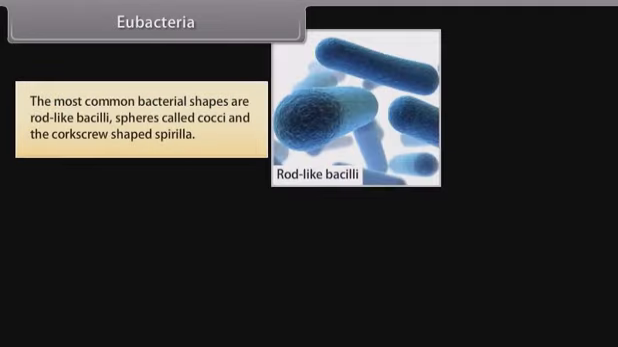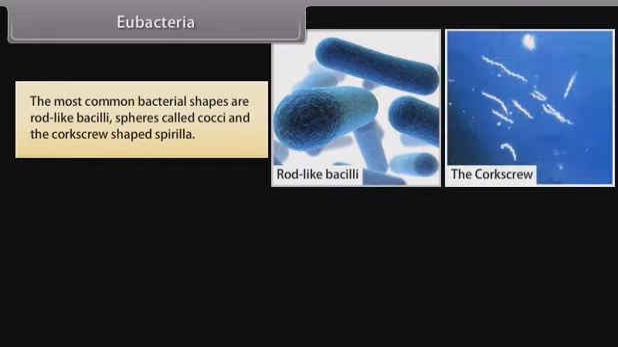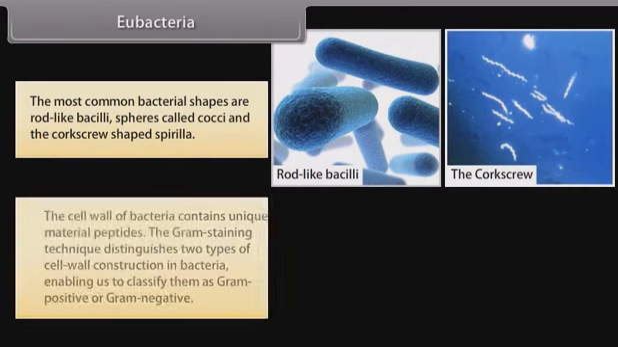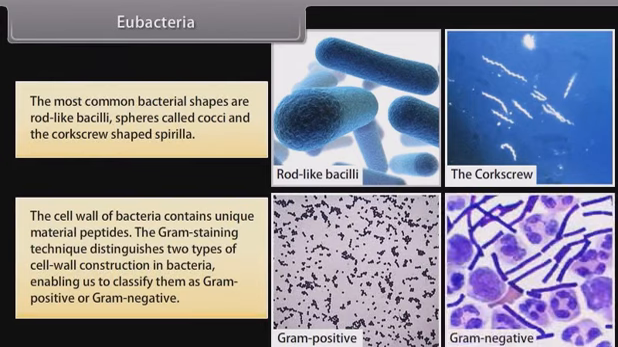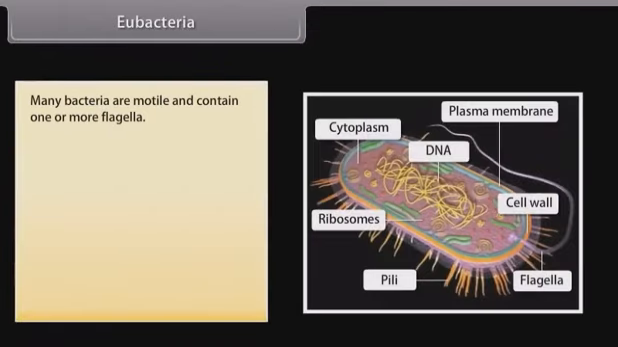The most common bacterial shapes are rod-like bacilli, spheres called cocci, and the corkscrew-shaped spirilla. The cell wall of bacteria contains unique material, peptidoglycan. The Gram staining technique distinguishes two types of cell wall construction in bacteria, enabling us to classify them as gram-positive or gram-negative. Many bacteria are motile and contain one or more flagella.